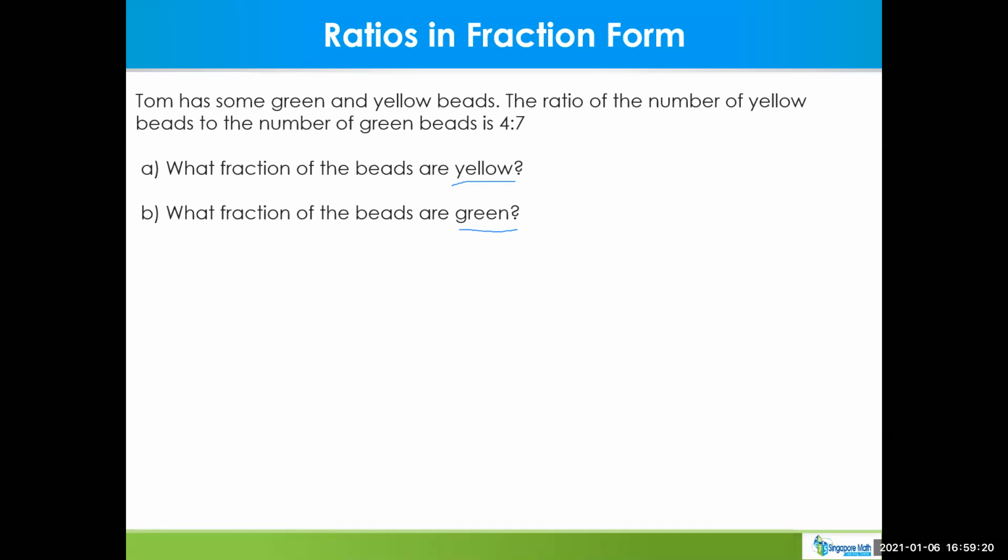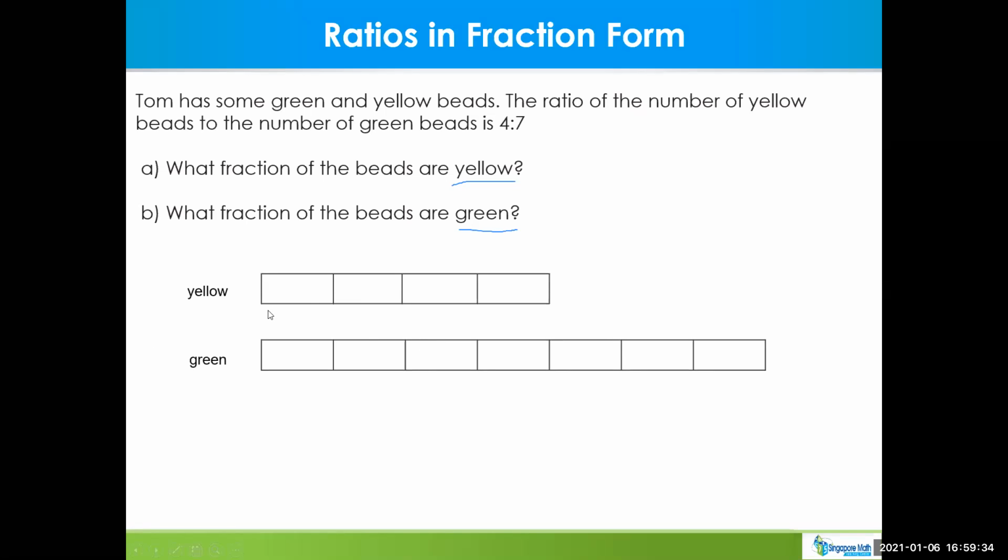Anne, what about yourself? I see one coming in too. Good job, guys. Here we have the bar model. For the yellow beads there are 4 units, and for the green beads there are 7 units. So the total is 11 units. What fraction of them are yellow? 4 is to 11. And what fraction is green? That will be 7 is to 11. Well done, guys.